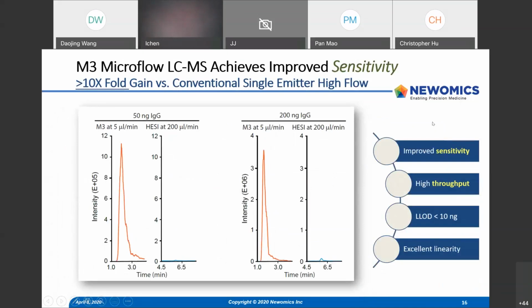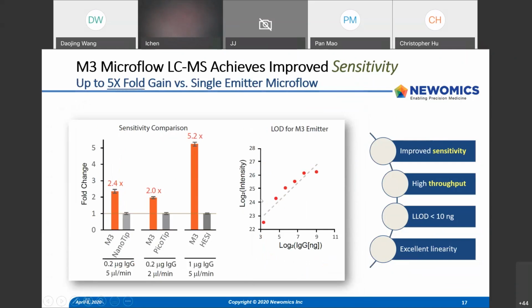Now, first thing I want to mention is the dramatic increase in sensitivity of our M3 emitter at 5 microliter per minute compared to HESI source at 200 microliter per minute. You can see for both 50 nanogram or 200 nanogram injection, we got at least 20 to 30-fold increase in sensitivity. Then people ask, what if you compare to other emitters with the same flow rate? So this is the answer to that question.